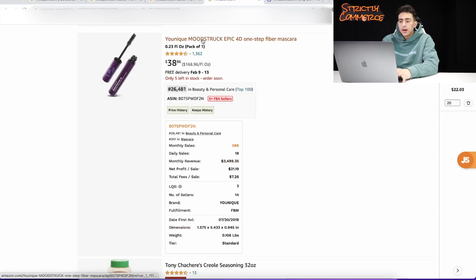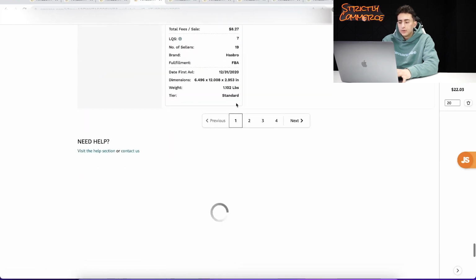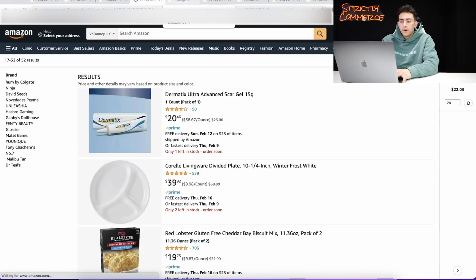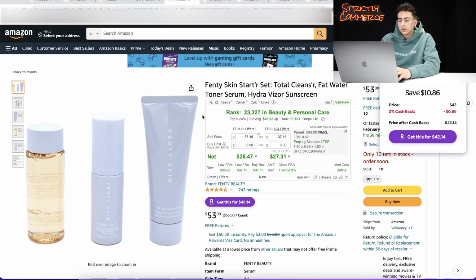So we went through our first set. We're gonna start looking for more. We're gonna skip the toys because now it's February, so there's no real reason to be messing around with toys in February. I don't personally like listing toys that much.